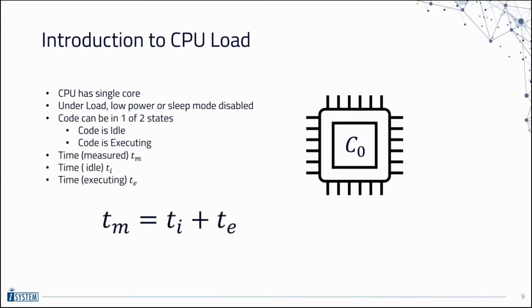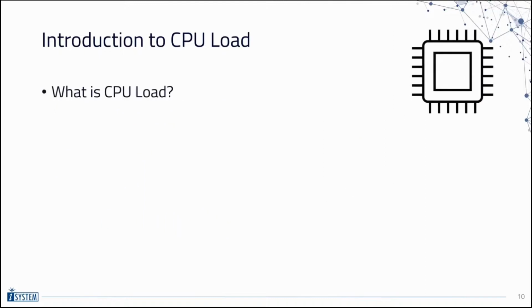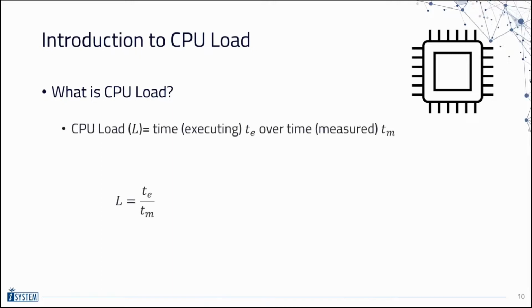And we have a nice simple equation. The measured time equals the idle time plus the executing time. So now that we have the time spent executing and the total measured time, then we can define CPU load as the ratio of executing time over measured time, represented by L. We can see the ratio will be between 0 and 1 and therefore is typically represented as a percentage, as we can see in this example.